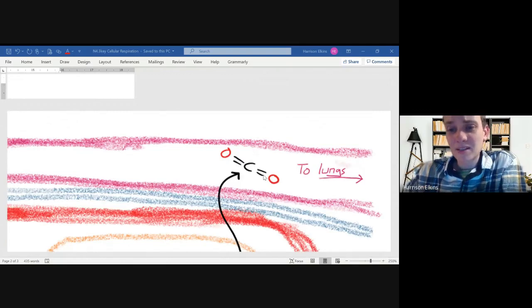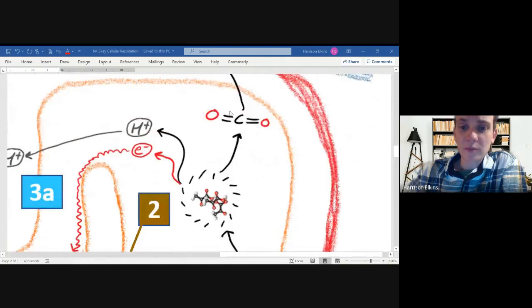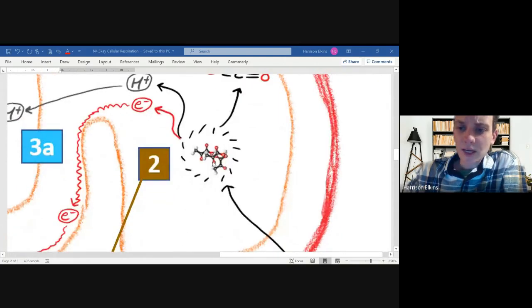Because my body is constantly breaking down this food, okay? I just ate dinner and my body is breaking that down. I'm breathing out the food that I've eaten with every breath, all right? So that carbon dioxide is going to leave my mitochondria and go into the bloodstream. It's kind of weird. Carbon dioxide is waste.